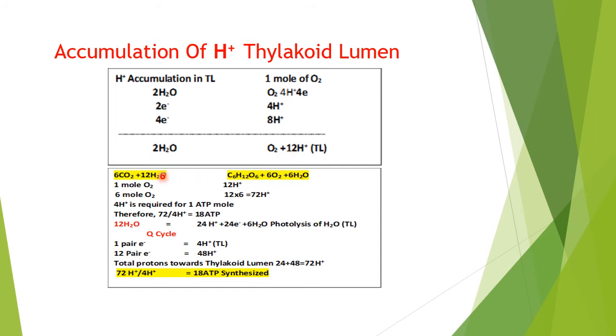Overall photosynthesis is 6 times carbon dioxide plus 12 times water, releasing glucose plus 6 times oxygen plus 6 times water. If you see the budgeting of the accumulation of the protons, for 1 mole of oxygen we know it is 12, so 6 moles will be 6 into 12, 72 protons. So we have understood that 4 protons are required for an ATP molecule. Therefore, 72 divided by 4, that is 18 ATP are generated there, as you will see.